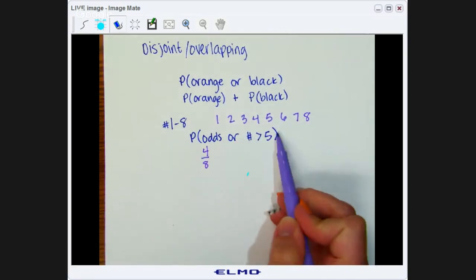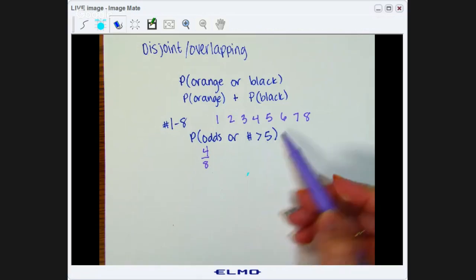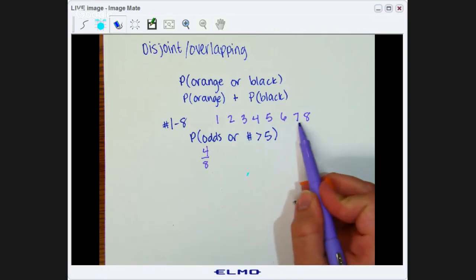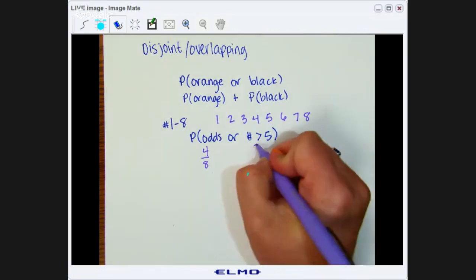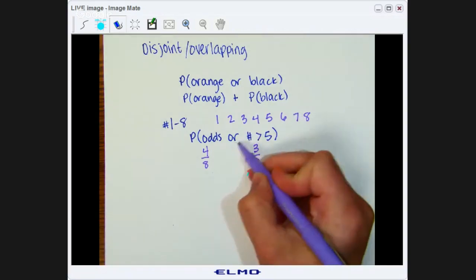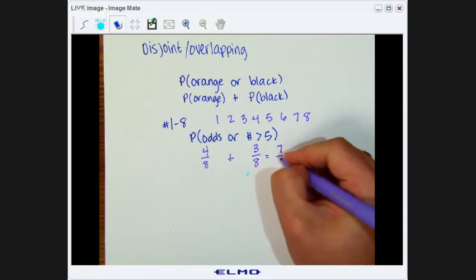And then we want to also figure out what is the probability of a number greater than 5. And again, this is greater than 5, so it wouldn't include 5. So I'm looking at 6, 7, and 8. So that would be 3 possible outcomes out of 8. Again, it's "or," so I would add. I would get 7 out of 8.